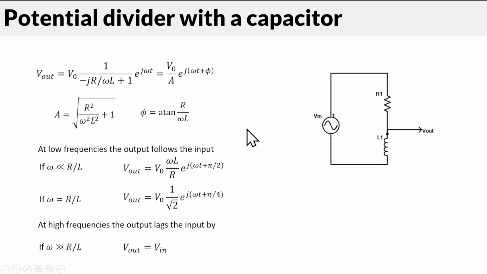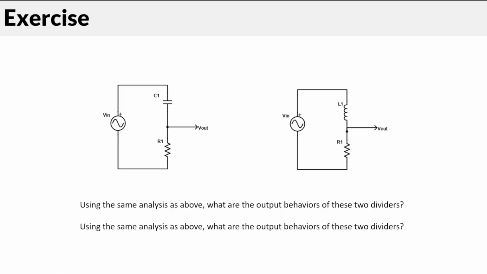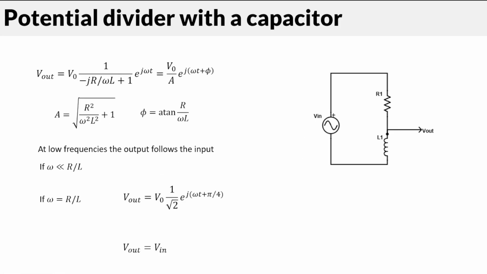Okay, so what I would like you to do as a little exercise is, we did the situation where I replaced the lower resistor with a capacitor and an inductor. What I'd like you to do this time is to just flip that. So how does the output change if it's a capacitor here and a resistor here rather than the other way around like we just did? And the same with the inductor. What are the behaviors of these two? So use the same analysis as we did for the inductor and the capacitor.